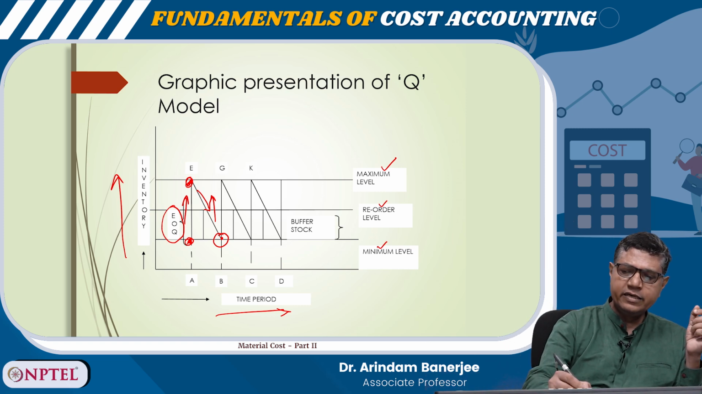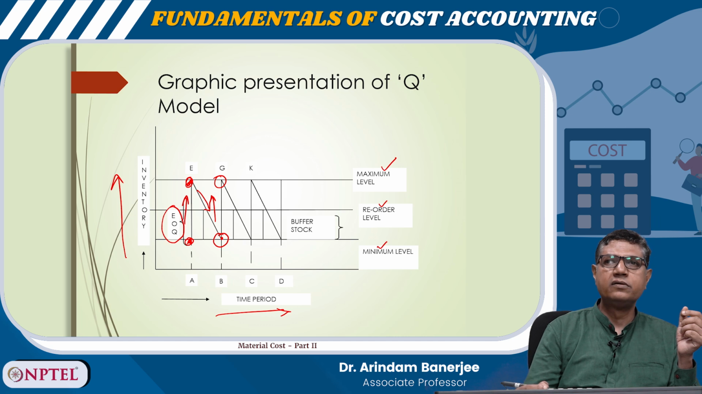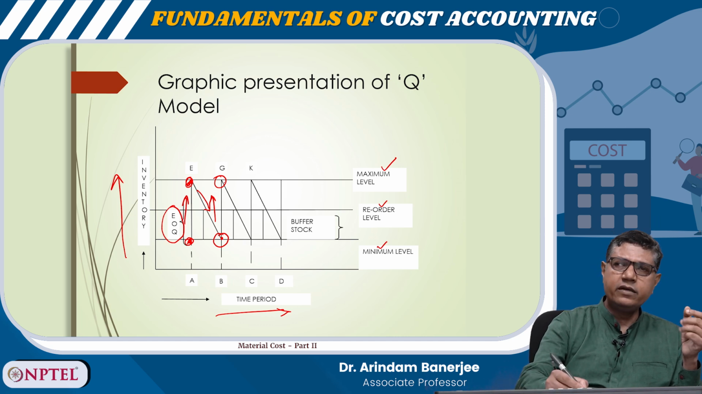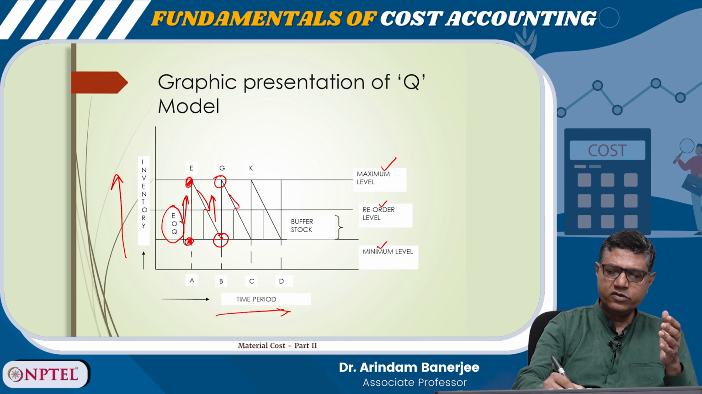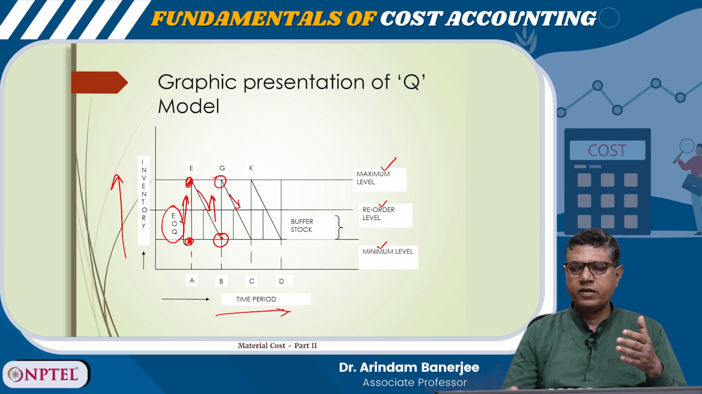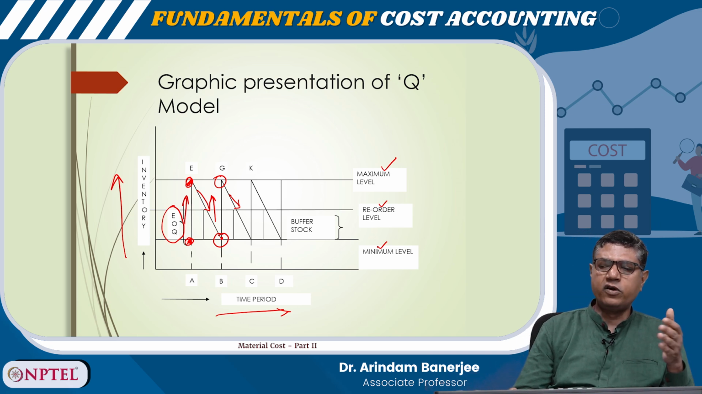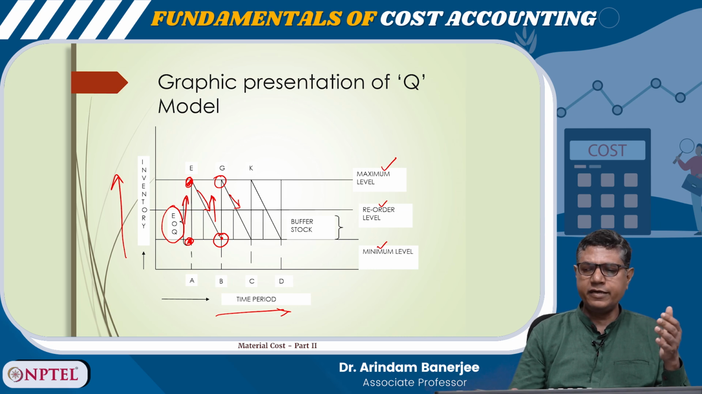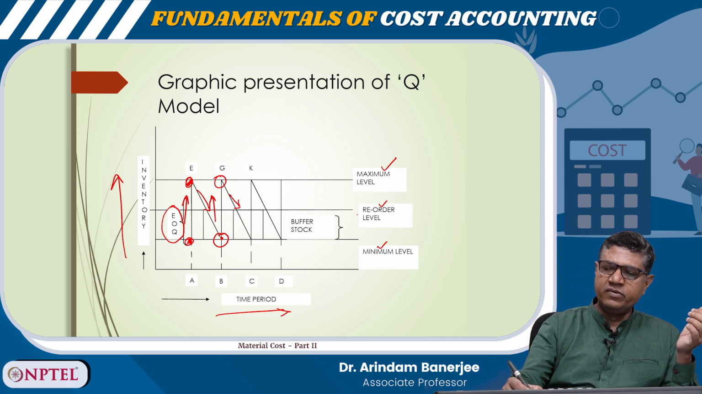The quantity of units ordered will remain the same. Once it is ordered, the inventory level will move up, right. Again issue will happen, it will come down. So, this will continue for a period, continuously it will keep on happening, right. And this, you see, we keep a buffer stock between the minimum level and the reorder level, right.